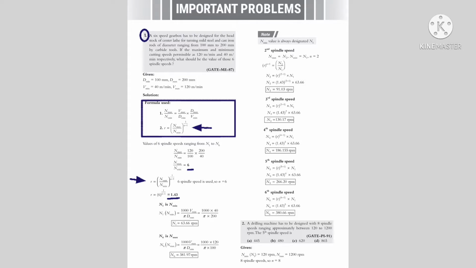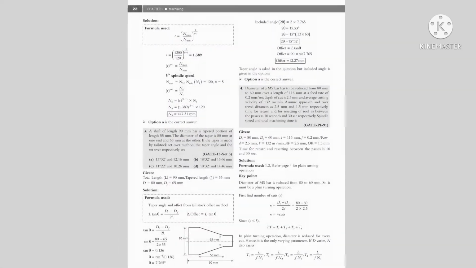Coming to the intermediate spindle speed values, for calculating the second spindle speed, we substitute N maximum as N2 and N minimum as N1 in the progression ratio formula. We know the values of r, N and small n. Since we are considering only two spindle speeds, small n value is taken as 2. Similarly, for the third spindle speed, small n value is taken as 3. So by just substituting in the formula, we can get the values of the other spindle speeds also.